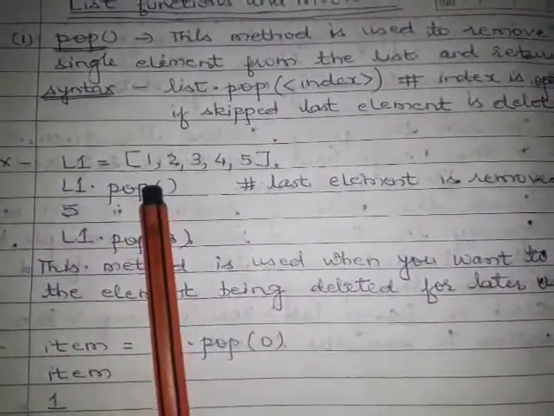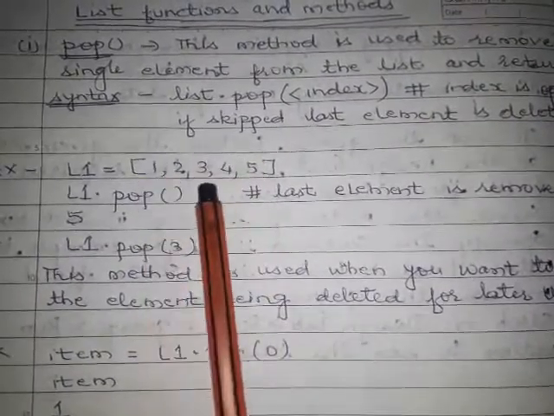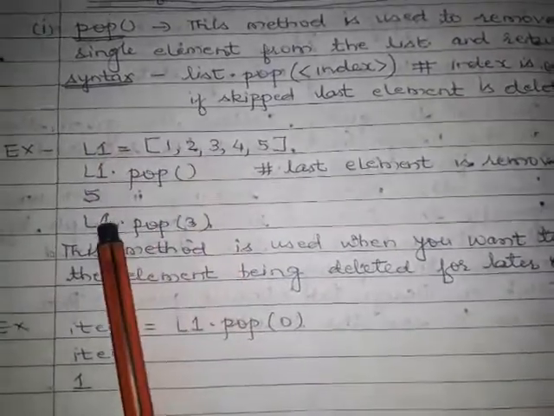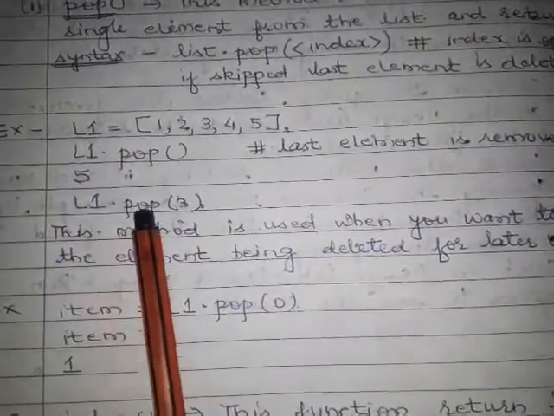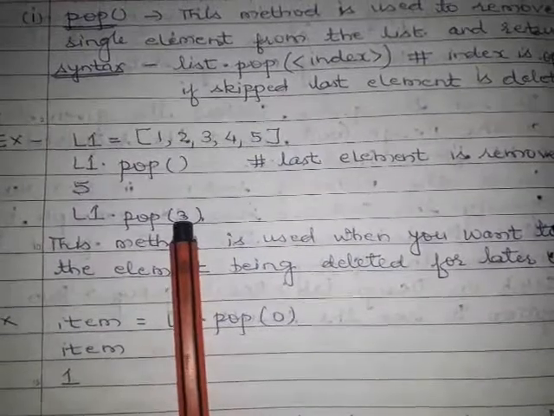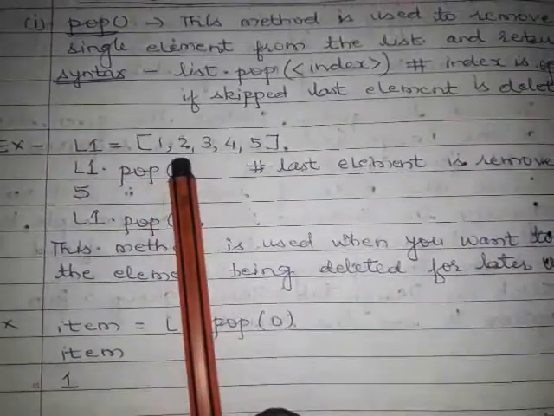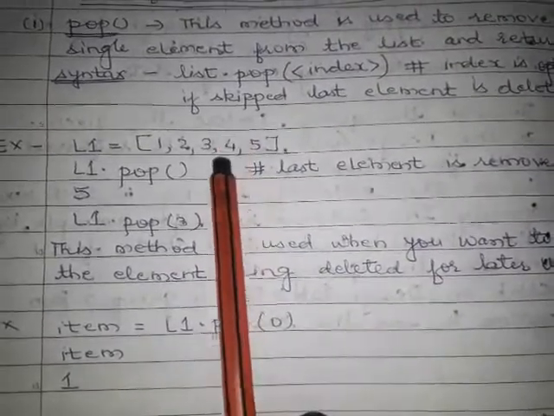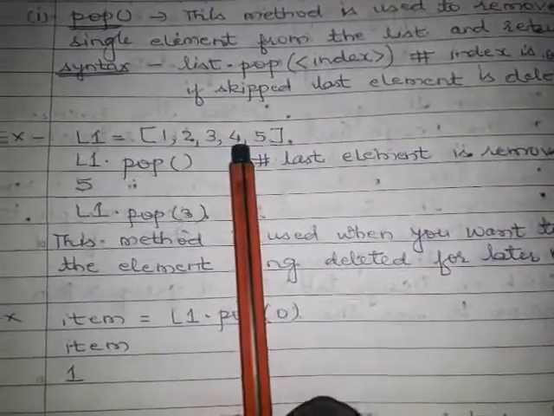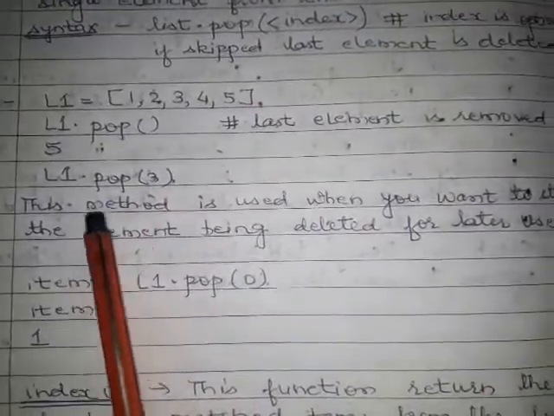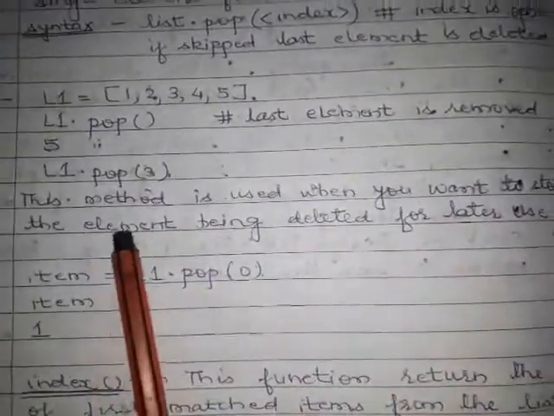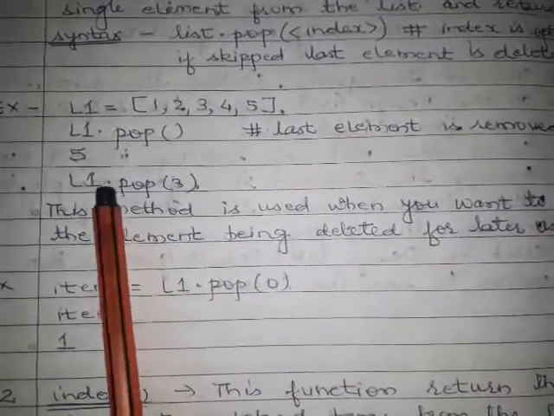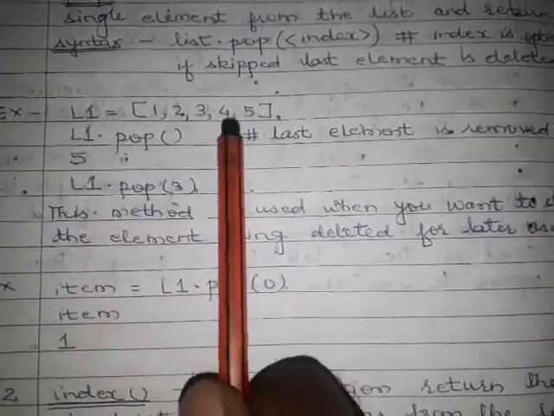Suppose you want to remove some other element. Let us write here L1 dot pop 3. 3 is the index: 0, 1, 2, 3. The index of 4 is 3, so here 4 is removed. So this method is used when you want to store the element being deleted for later use. So this will remove 4 from the list.